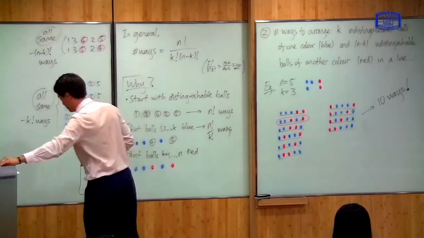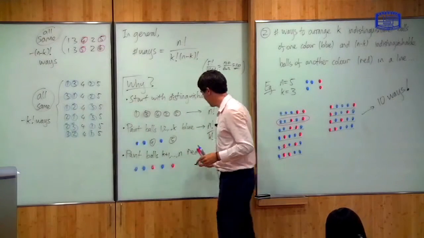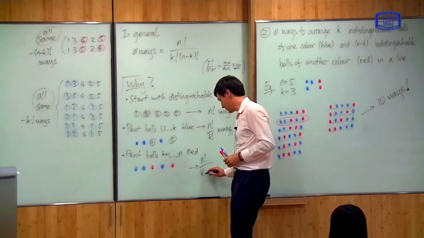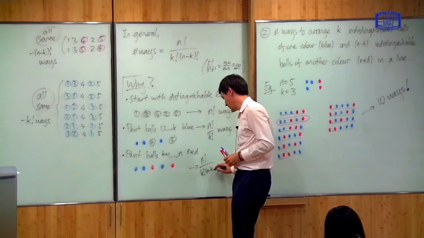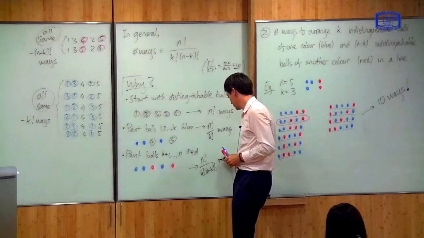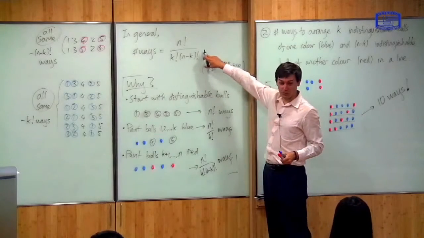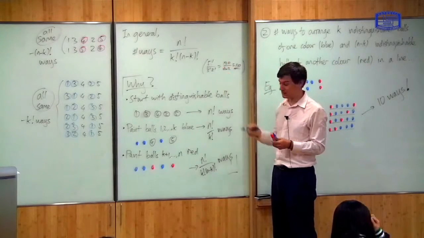So, in conclusion, the number of ways you get here is just n factorial divided by k factorial, n minus k factorial, which is the result that I told you. So that's why.